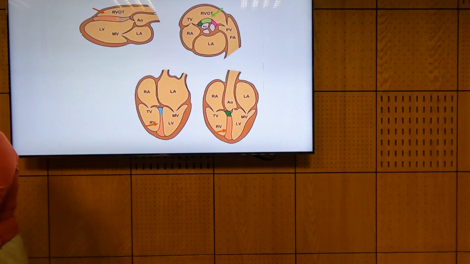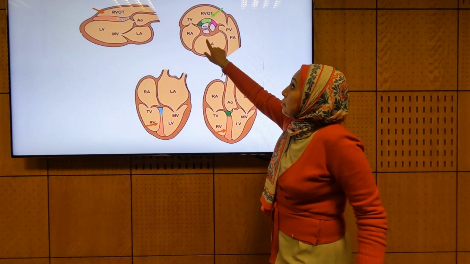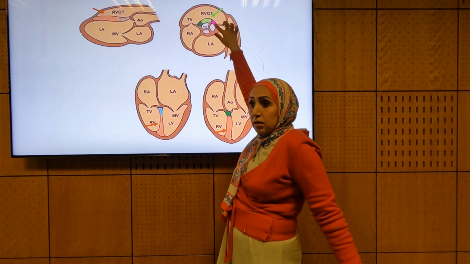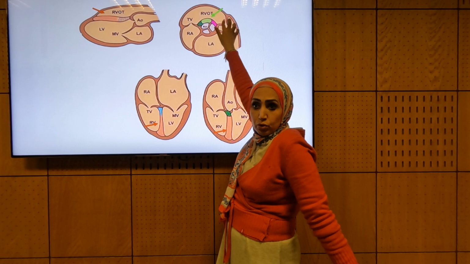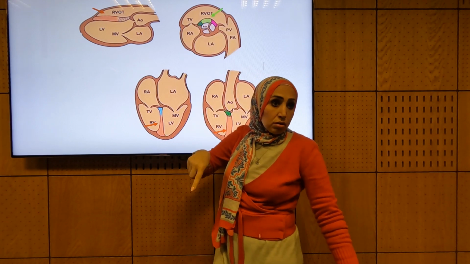Another peculiar muscular VSD is here in the short axis. If we have a muscle between the aorta and tricuspid, and we have a muscle between the aorta and pulmonary, but we have a defect in the middle, this defect will be muscular because it's surrounded on all sides by muscle.